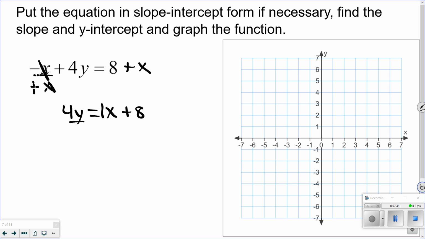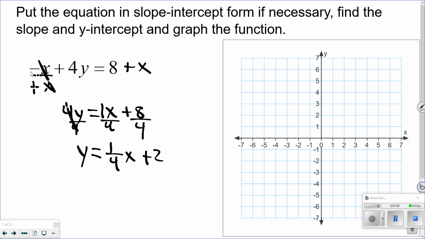Okay, now divide by 4. Okay, that gets the y by itself. I have 1 over 4x, so 1/4 x. 8 divided by 4 is 2. Okay, that's the tough part. You got it in the y equals mx plus b form.